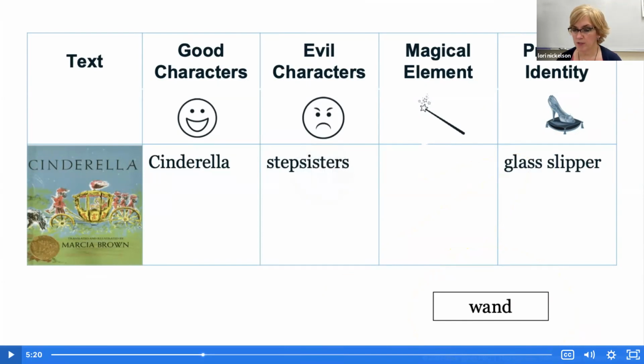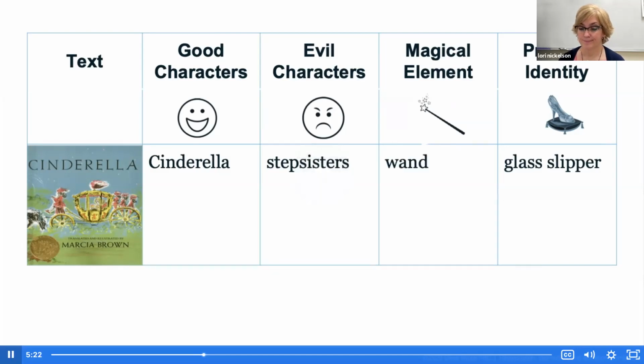Why does wand belong in the magical element? Is it because that's what the fairy godmother used to change Cinderella into a beautiful princess? I am sure you said that the wand is a magical element, and it is a magical element in the story because it's used to turn a pumpkin into a carriage and make a beautiful dress for Cinderella.